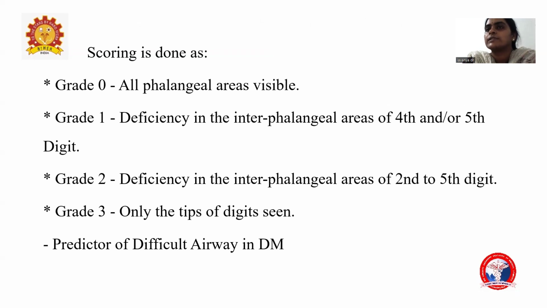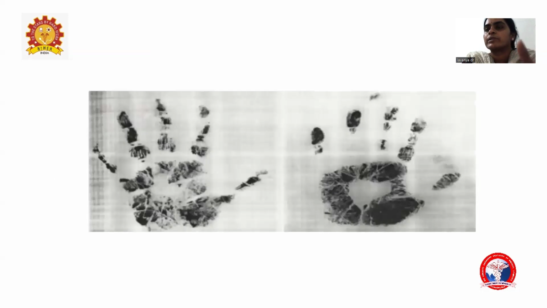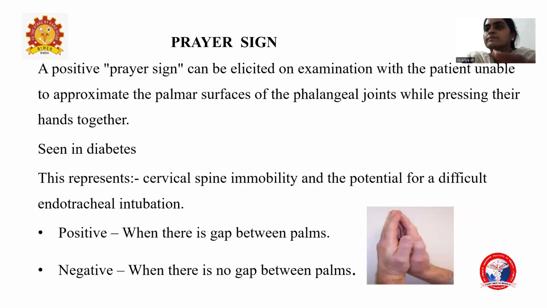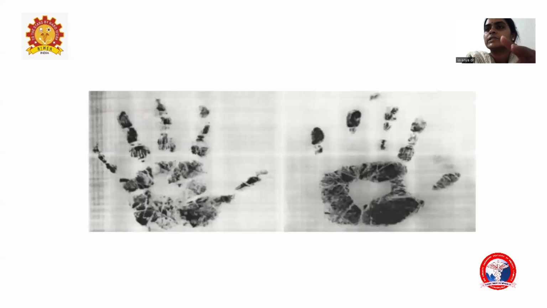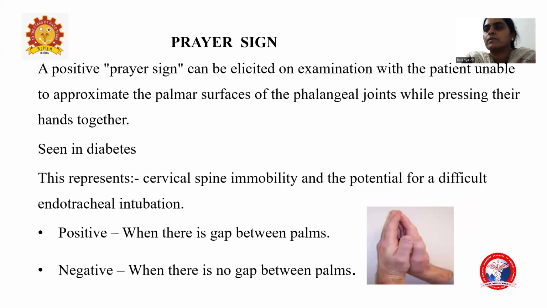Grade 0 is all interphalangeal areas visible. Grade 1 is deficiency in the interphalangeal areas of the fifth digit. Grade 2 is deficiency in the interphalangeal areas of the second to fifth digits. Grade 3 is only the tips of the digits seen. This is an example of difficult intubation. There is no interphalangeal print in the fourth and fifth digits, so it is grade 1. Whereas the one beside it is the normal palm print.